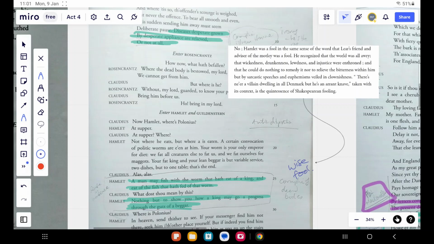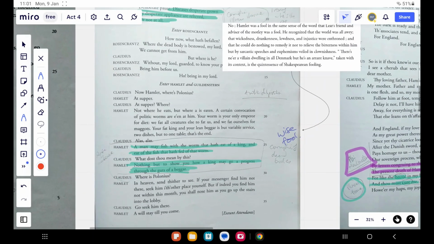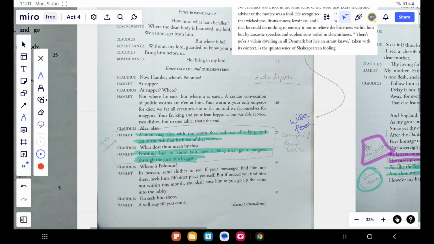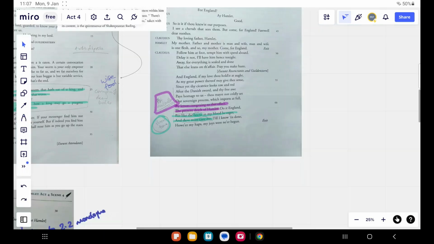He recognised that the world was all awry, that wickedness, drunkenness, lewdness and injustice were enthroned, and that he could do nothing to remedy it, nor to relieve the bitterness within him, but by sarcastic speeches and euphemisms veiled in clownishness. There's ne'er a villain dwelling in all Denmark, but he's an arrant knave. Taken with its context, is the quintessence of Shakespearean fooling. So I think that's quite an interesting way to explore how much language is used at times, in particular here, when he's appearing to say mad things, but actually there's wisdom behind those words.